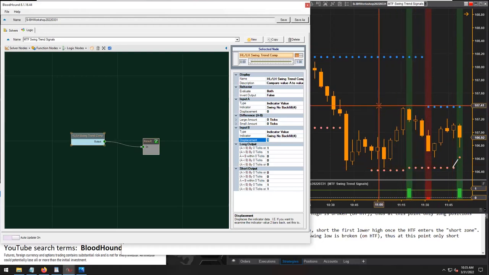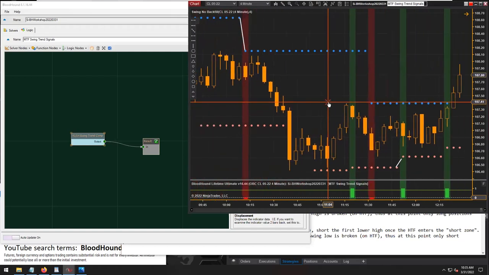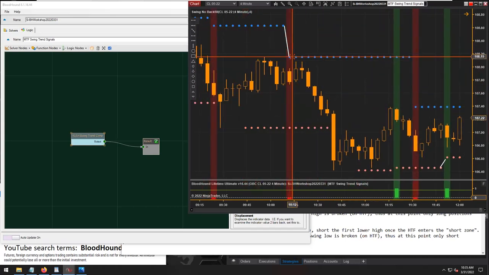And so we can already see instantly right there, we get a long signal when the swing low steps higher, right? Swing low steps higher. And if the swing highs step lower, we're getting a short signal, right? Swing highs step lower.